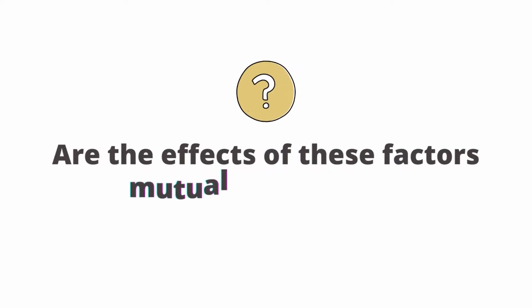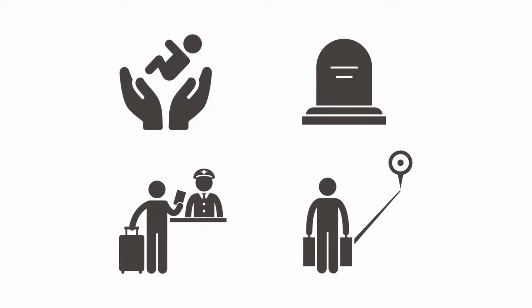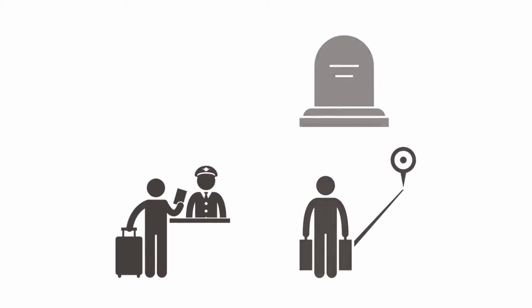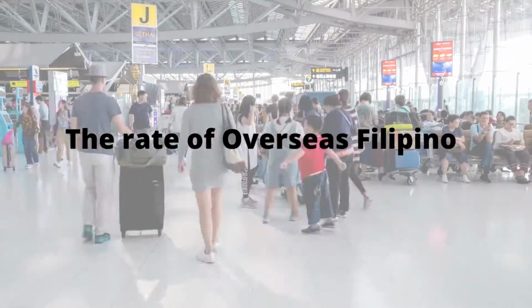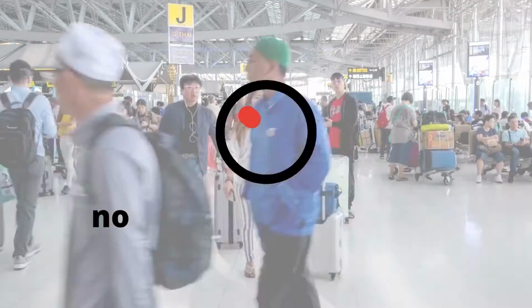Are the effects of these factors mutually exclusive? No. The four demographic factors may happen at the same time, and so are their effects. For example, the rate of overseas Filipino workers leaving and foreign tourists entering the country are not mutually exclusive.